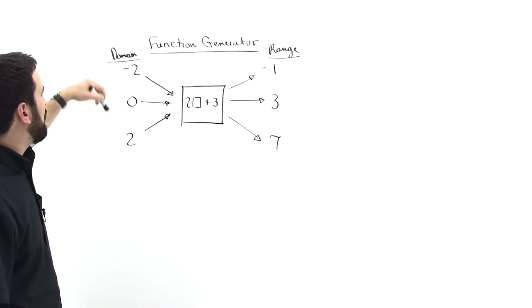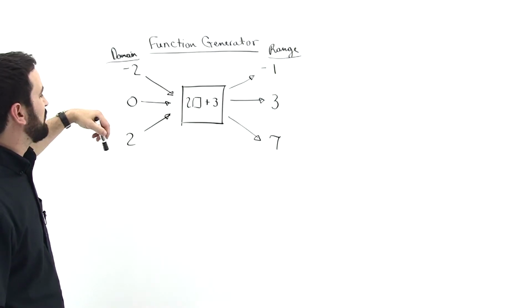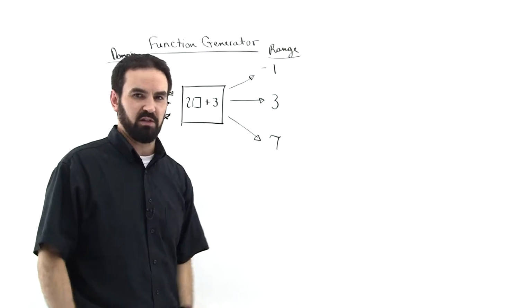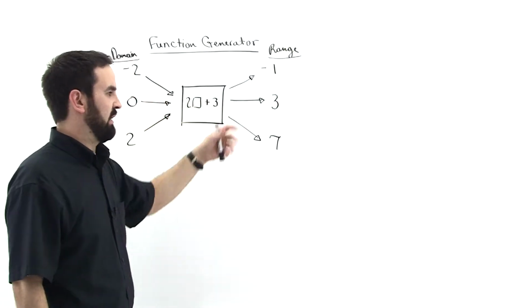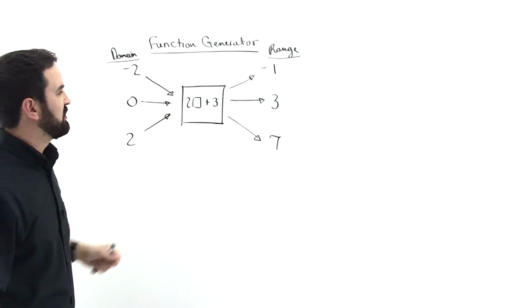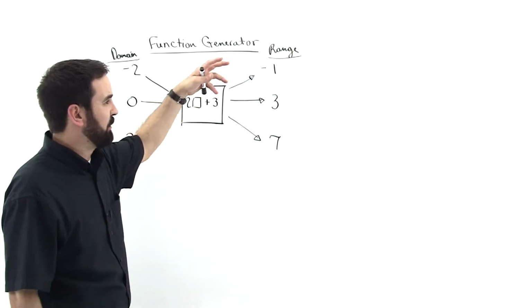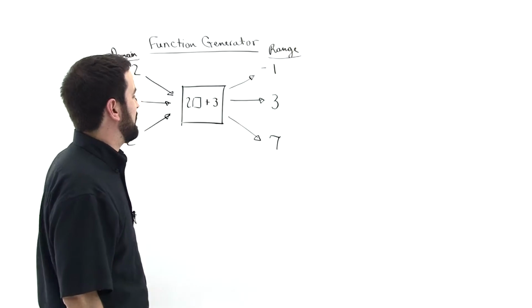And so we said that the set of all inputs was called the domain, and that the set of all outputs was called the range, right? The things that got spit out. So the things that went in to get chewed on were called the domain, and the things that came out as a result were called the range, right?